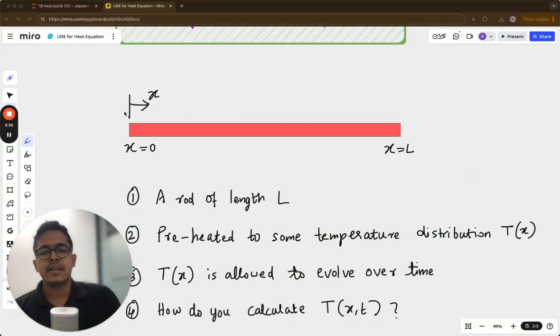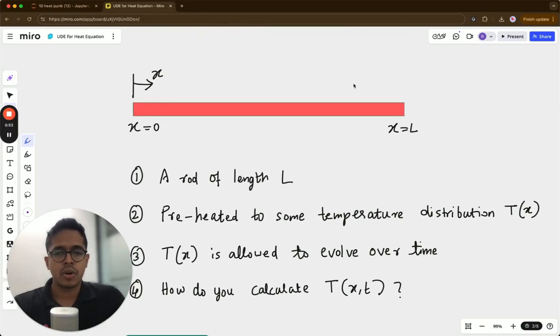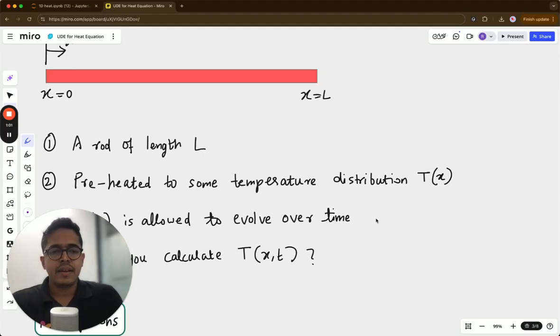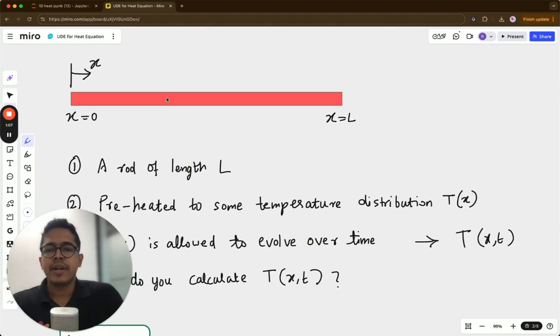Or maybe the temperature distribution on the rod is like a wave pattern, or maybe like an amplitude where both ends of the rod are relatively cooler, and the middle of the rod is a bit hotter. So there can be any type of initial temperature distribution on the rod. Then we are allowing the temperature distribution on the rod T of X to evolve over time. So effectively, the temperature is a function of both X and time. The temperature at any point in the rod will evolve over time. Similarly, at any given point of time, each point in the rod will have its own unique temperature.